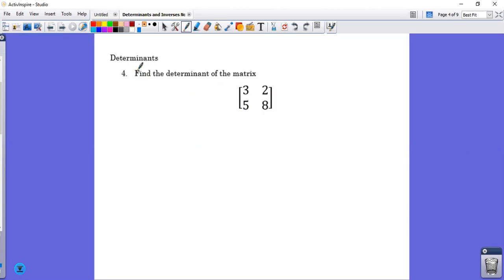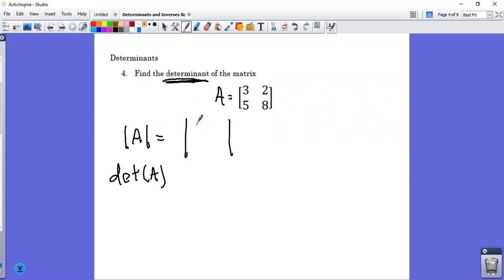But this is a determinant. And a determinant is one single number. And when you want the determinant, like if this is matrix A, I could ask for, and it looks like absolute value, but it means determinant. So I could say, what's the determinant of A? Or I could even put straight up and down lines around it. So instead of the matrix little brackets, if you do the straight up and down lines, that's called the determinant.